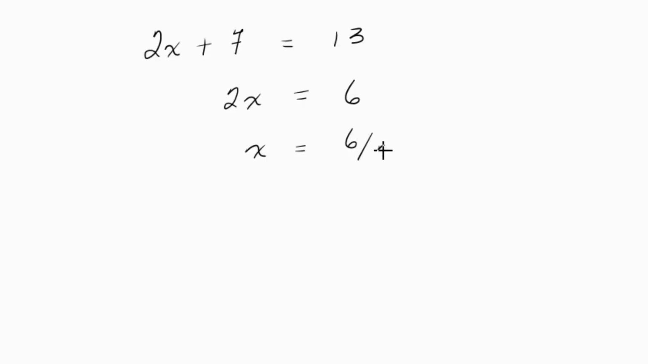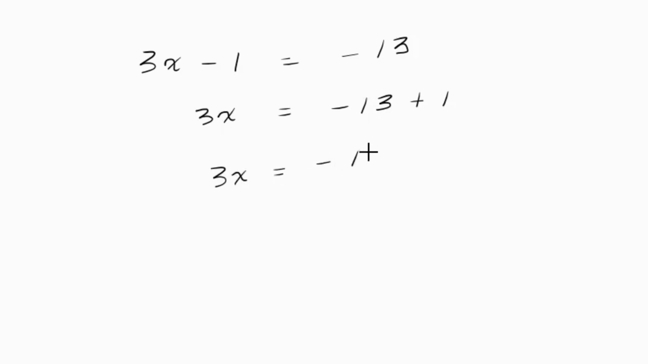All right. Let's try another one. Let's say we have 2x plus 7 is equal to 13. So the first thing we want to do is get rid of the 7 again. And so we get 2x is equal to 13 minus 7. So that's going to be 6. And so then x will be equal to 6 divided by 2. And so x then is equal to 3.